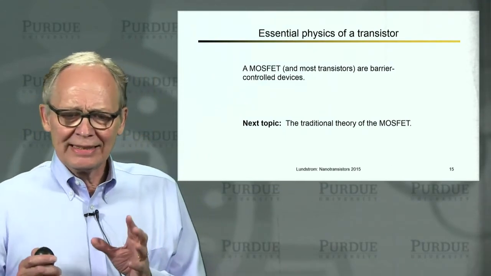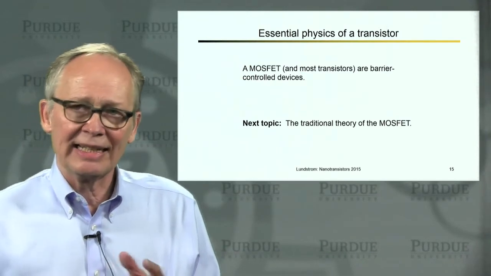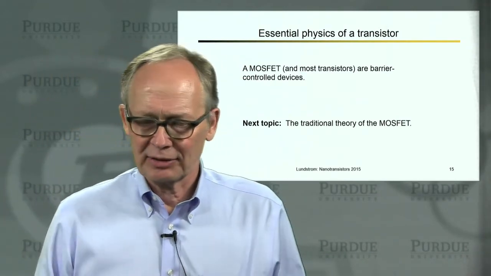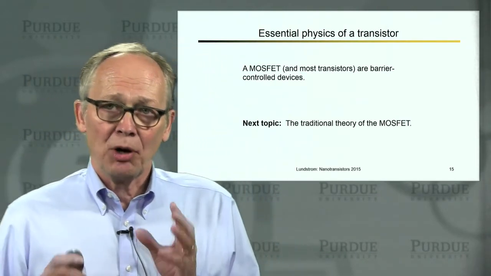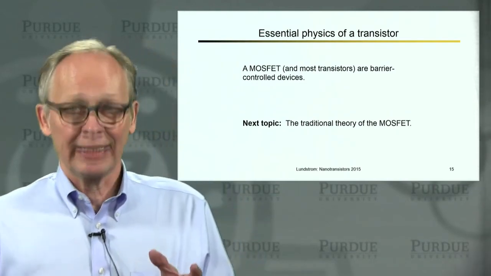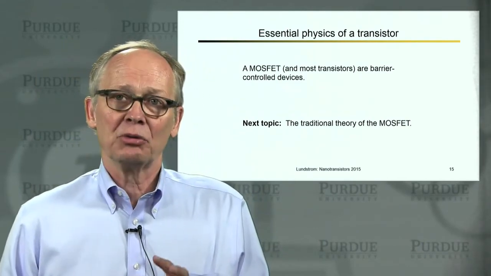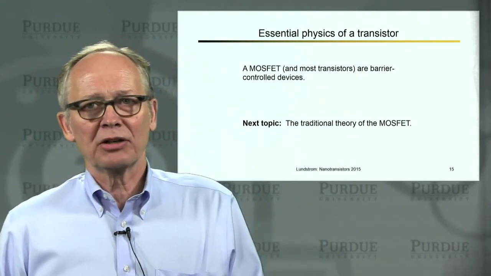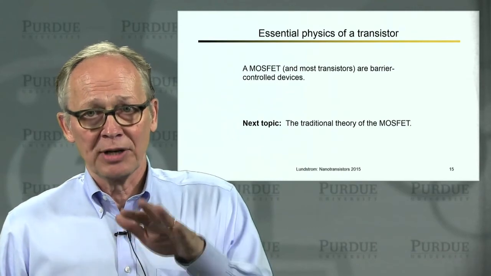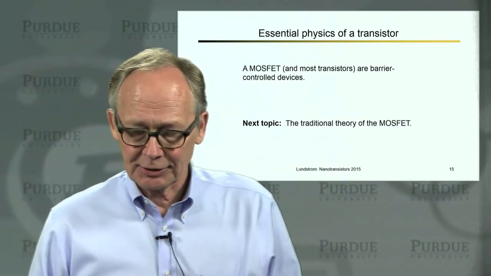Okay, so this energy band view is a really simple qualitative way to get at the essential physics of what makes a transistor operate. MOSFETs, and actually most transistors, bipolar transistors, HEMTs, and other types of transistors like JFETs, are barrier-controlled devices. We manipulate the current by modulating this energy barrier up and down. And if we can do that properly, we have a good transistor.